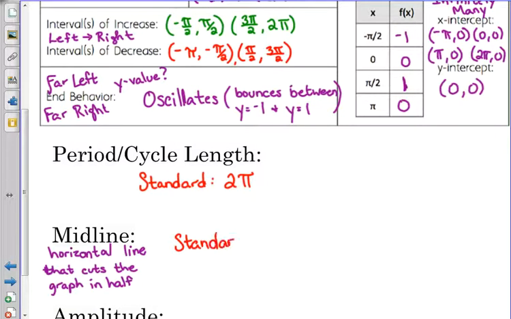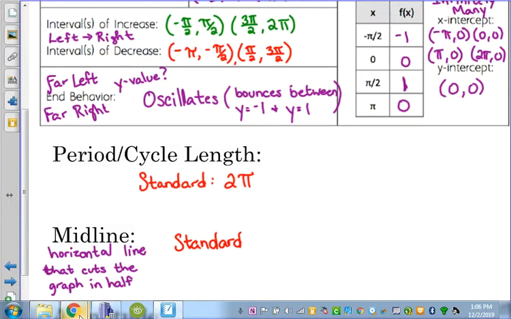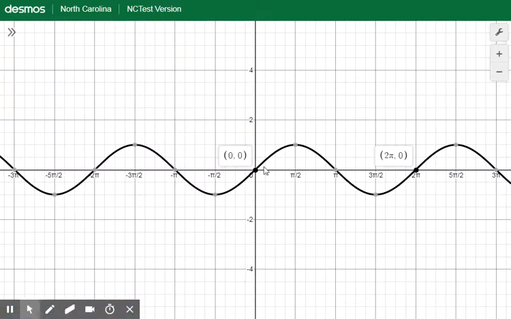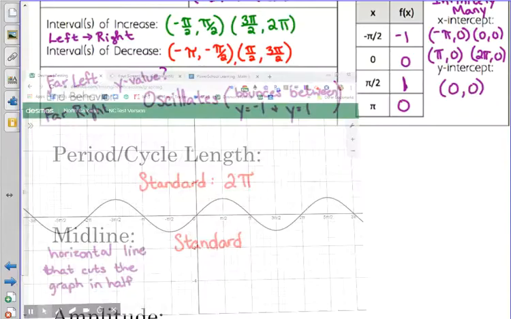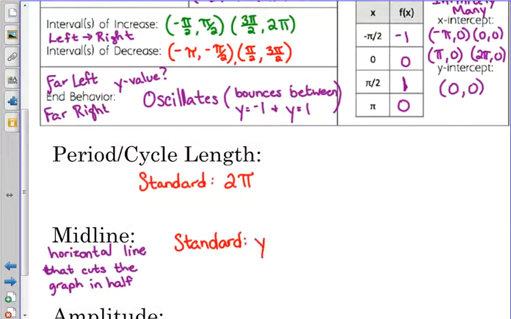This can change. But if we look at our trig function here, what is right in the middle? What would be a horizontal line that would cut this in half? Well, that would be the x-axis, right? The x-axis runs right through the middle of this function. So the standard is y equals 0, which is, of course, the x-axis.